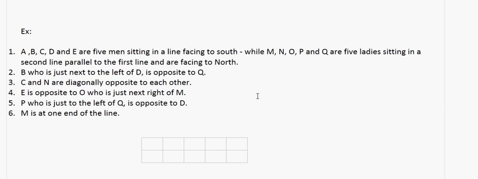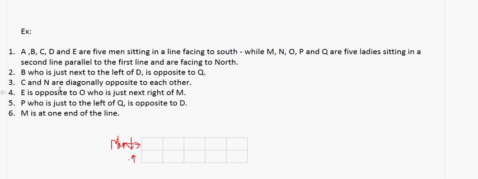A, B, C, D, E are 5 men, right? Facing north, facing south. So men are sitting in this row. Let's put it M, E, N, and here women are sitting, right? So women are sitting facing like this and men are sitting like this, right? A, B, C, D, E are 5 men, M, N, O, P, Q are 5 ladies in the second row facing north. Now the statements are given. B, who is next to the left of D, is opposite Q, right? But we don't know right now positions of any of them, right? So we would not use this statement as of now.